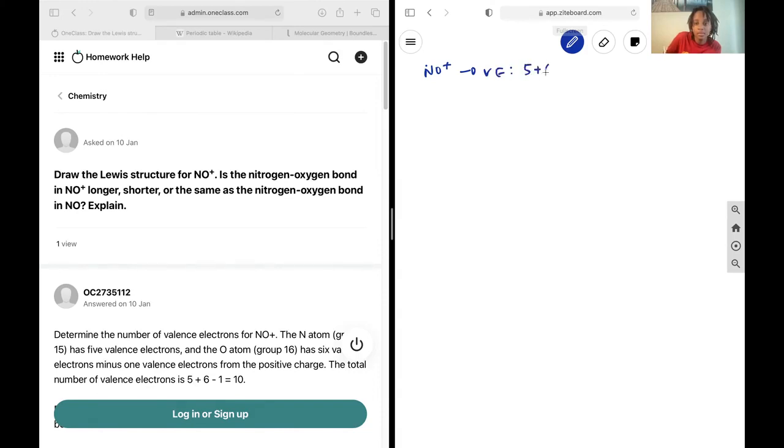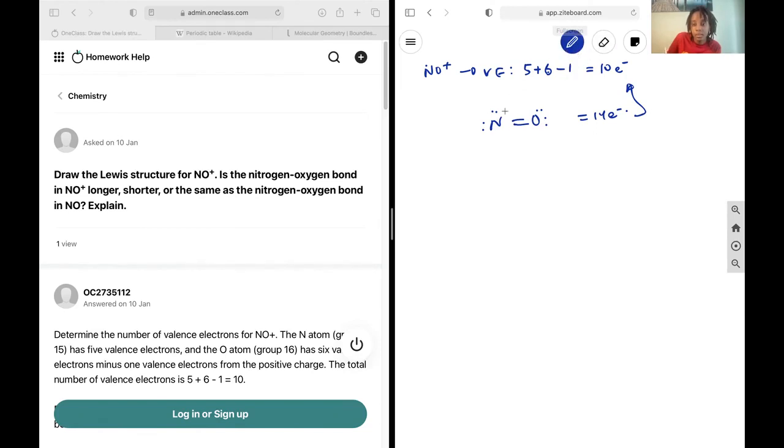We will have 5 plus 6 minus 1 because of the charge, and that's going to give us 10 electrons. Let's begin by making one bond in between them and adding in our valence electrons. And so this way we'd have 6 by 2 plus 2, and so that's going to give us 14 electrons, which are clearly more than the 10 that we have available. So let's begin by adding another bond between them, which would leave 4 on each of them.